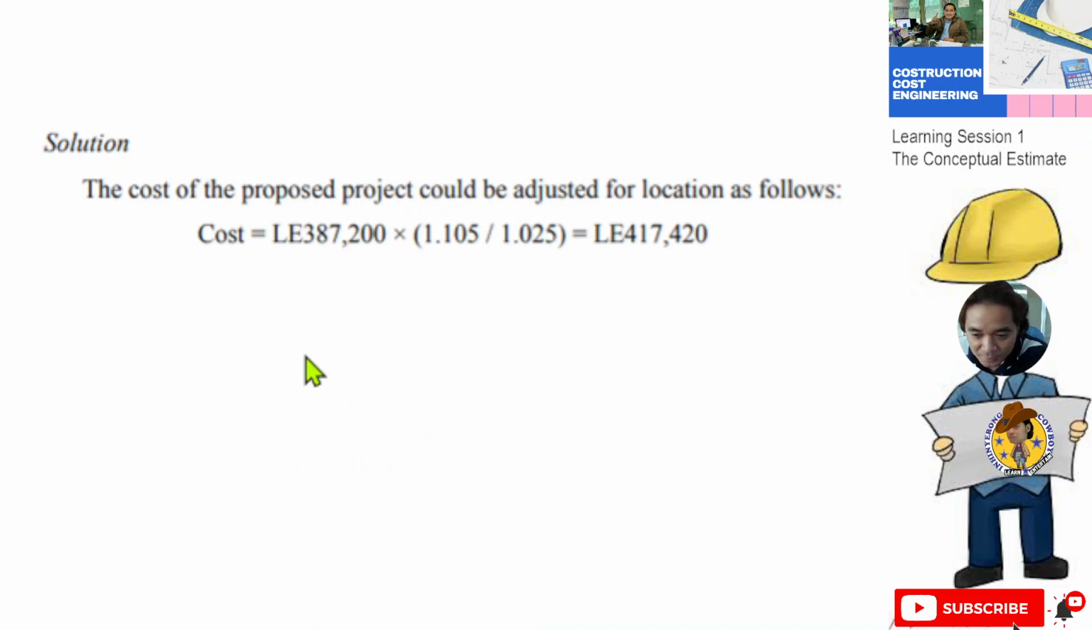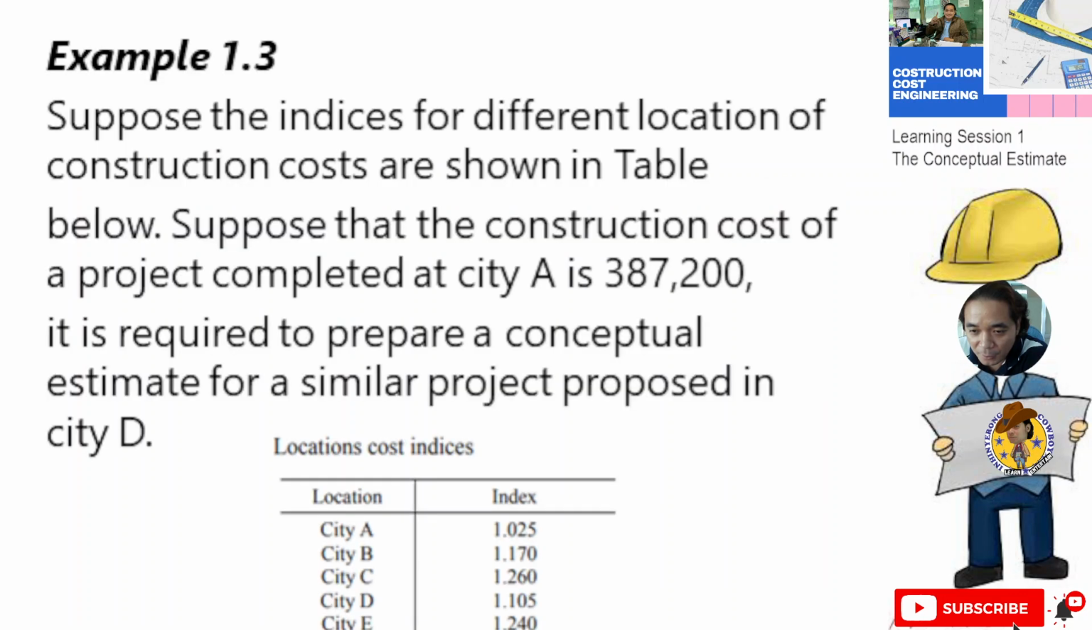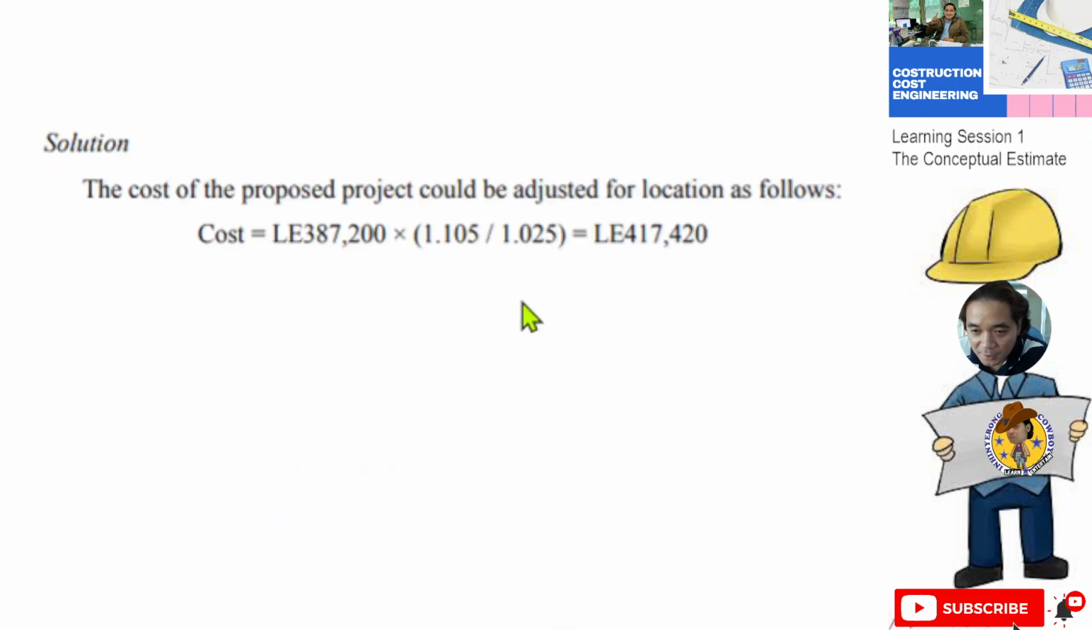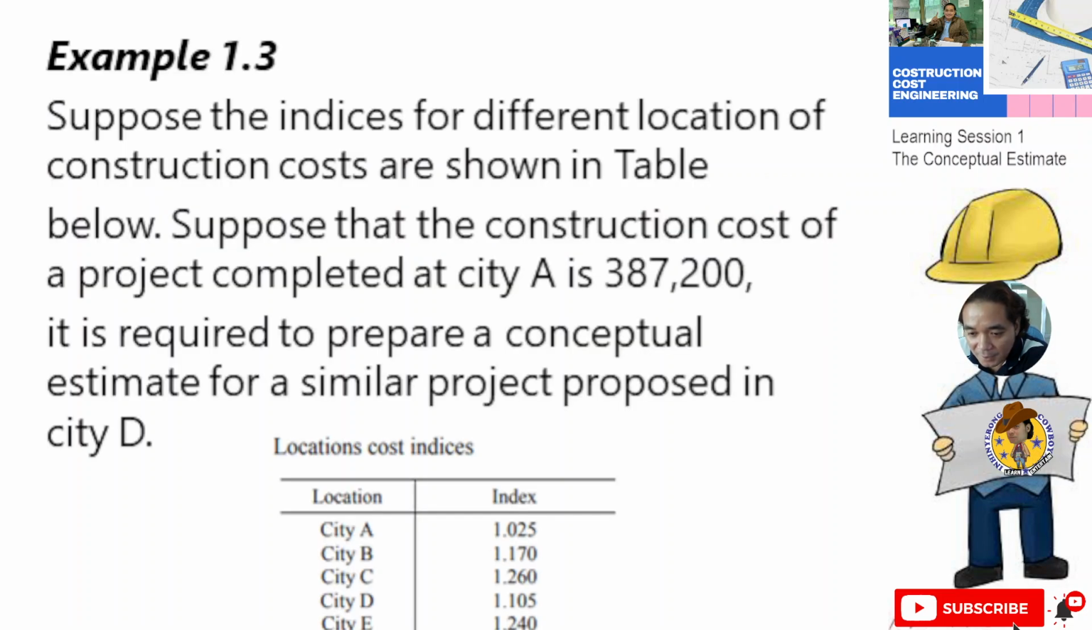So we have the solution. The cost of the past project should be adjusted for location as follows. We have 357,200, then the indices of the two cities, 1.105 and 1.025. City D is the numerator, then A is the denominator. Then you divide that one, and multiply by 357,200. This will be the cost in city D, which is much higher than A.